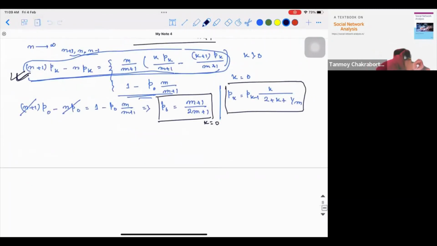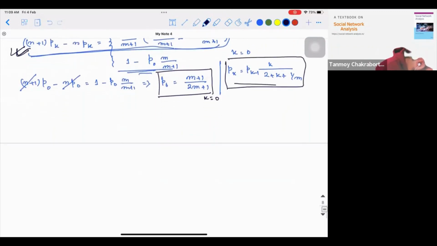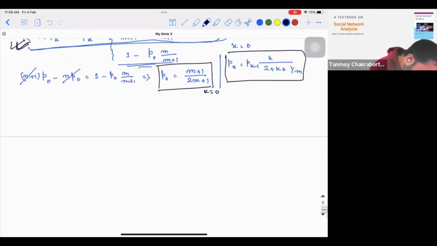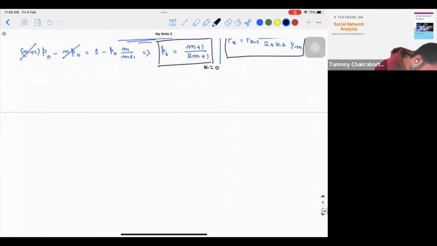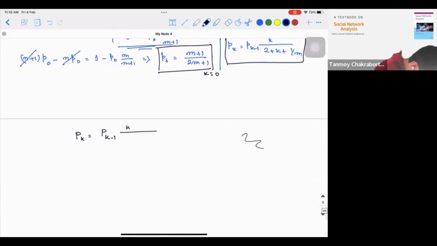So let us unfold this equation again. Now this unfolding is a little bit tricky, so look at it carefully. So pk equals p(k minus 1) times k by (2 plus k by (1 by m)). Okay, I'm replacing p(k minus 1) by the corresponding value.